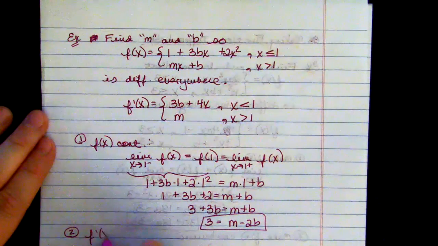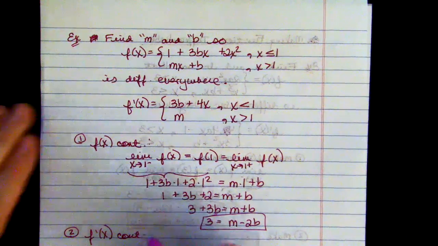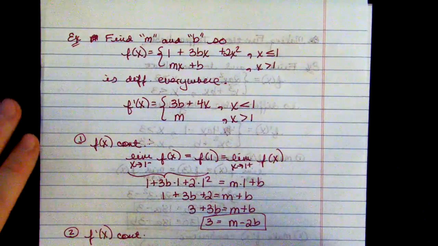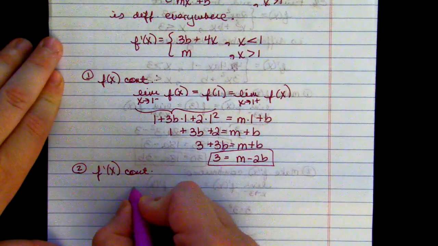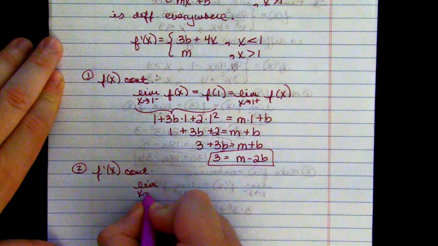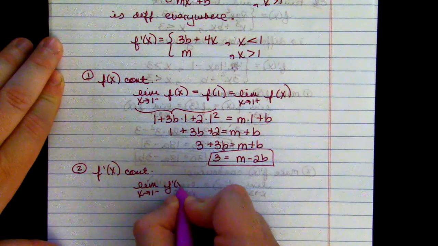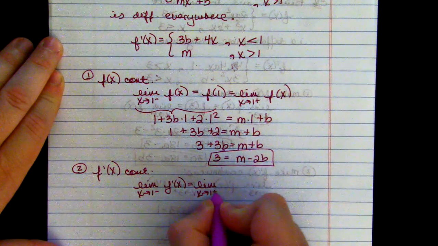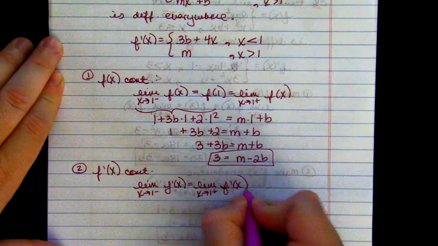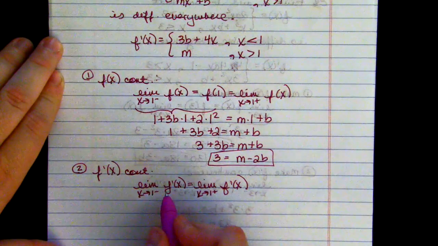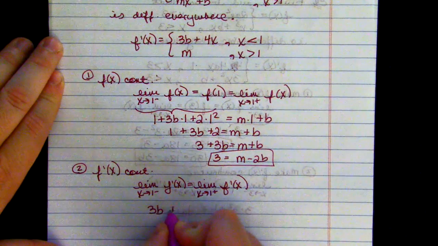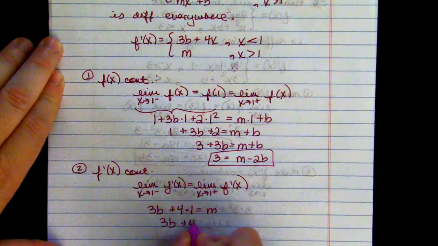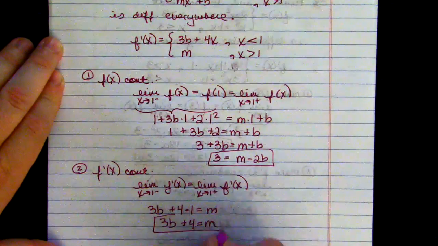Take a moment, go make f prime of x continuous. Set up your two-part equation. Make your equation. Okay, so this is going to be 3b plus 4 times 1 equals m. 3b plus 4 equals m. Should be your equation.